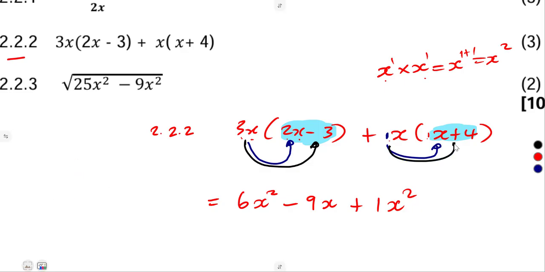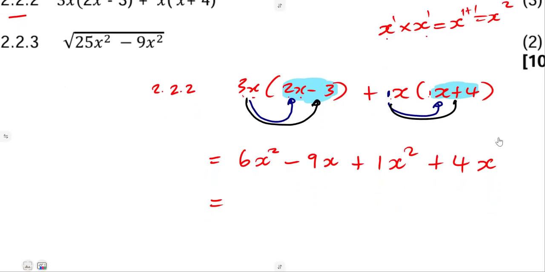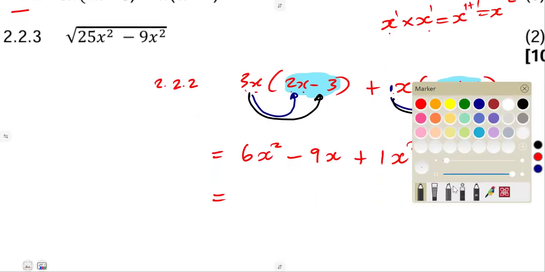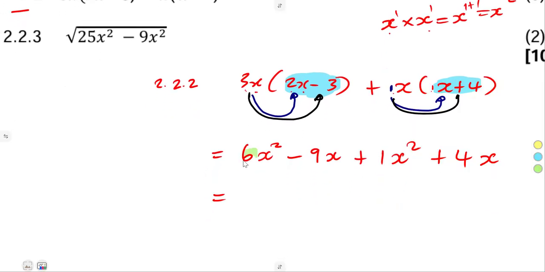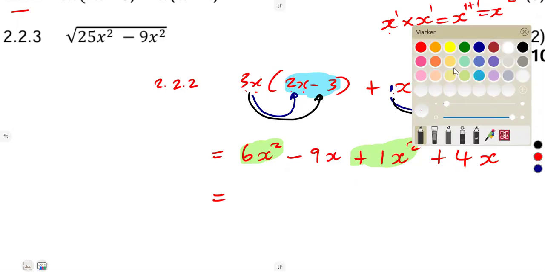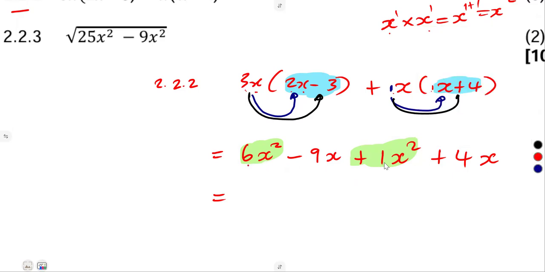Then x and 4, that's going to be 4x. Then collect the like terms. At this stage, collect your like terms. Where are we having the x squared? There is a 6x squared. There is an x squared here, 1x squared. So add these two. What are we going to have? 6 plus 1. That's a 7. So it was going to be 7x squared.